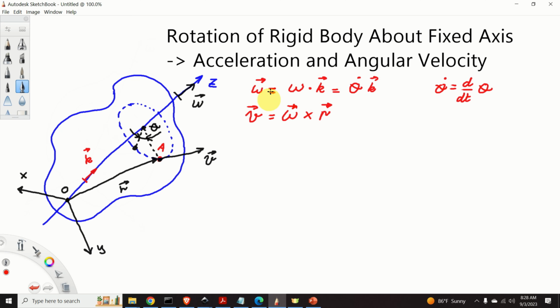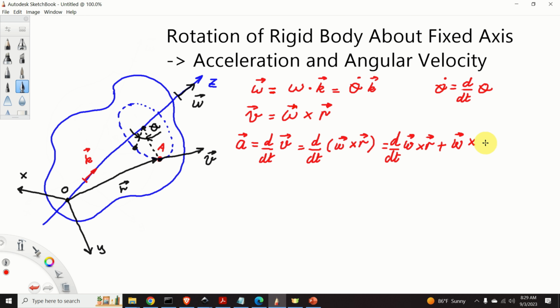Next, starting from these two expressions, we will derive the expression for the acceleration of the point A. So let's do that. Acceleration, a vector, is the first derivative of velocity. We need to take the first derivative of this expression, omega cross r. We have d/dt of omega cross r plus this part over here, omega cross d/dt of r.